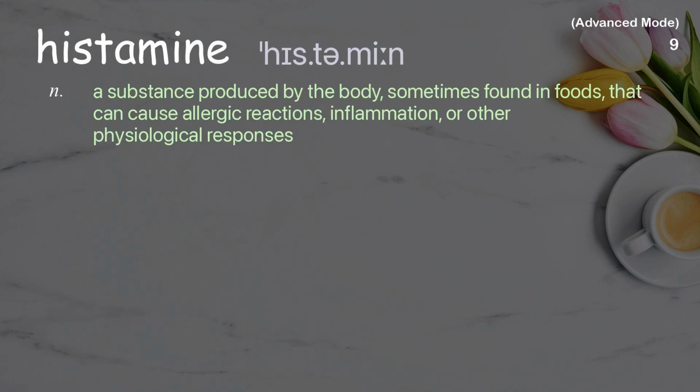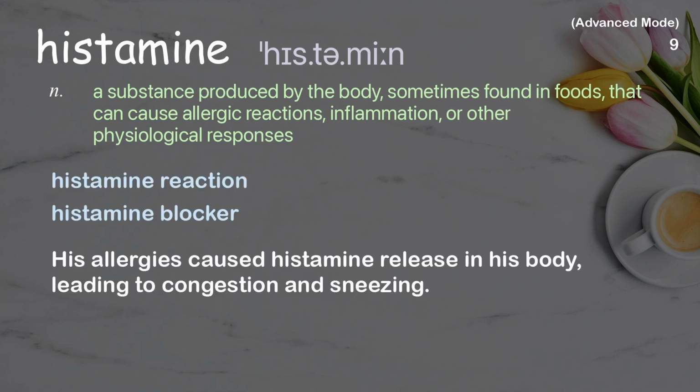Histamine. A substance produced by the body, sometimes found in foods, that can cause allergic reactions, inflammation, or other physiological responses. Examples: Histamine reaction. Histamine blocker. His allergies caused histamine release in his body, leading to congestion and sneezing.